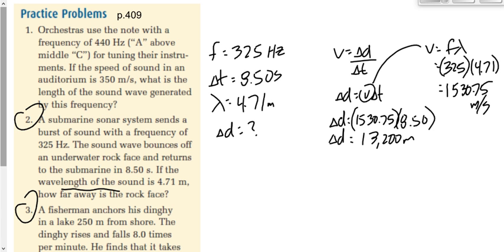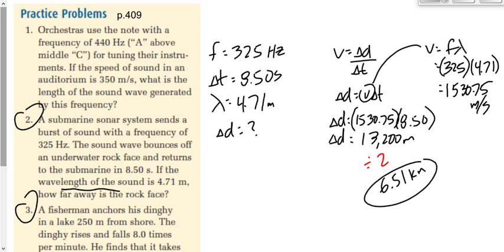It's my time here. The time that I have is the time that it takes the sound to go to the rock face and back. What am I looking for? The distance to the rock face, not the distance there and back. So I can divide this distance by 2. This is my return distance. Divide it by 2 to get my one-way distance. Or alternatively, if you catch that right away, then you can just divide the time by 2 and get 4.25 seconds. Just don't do both, right? Because then you're going to end up with half the distance you're supposed to end up with.